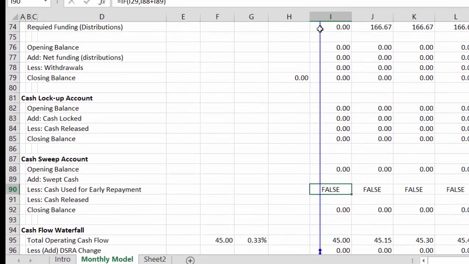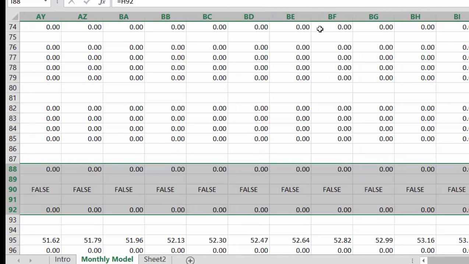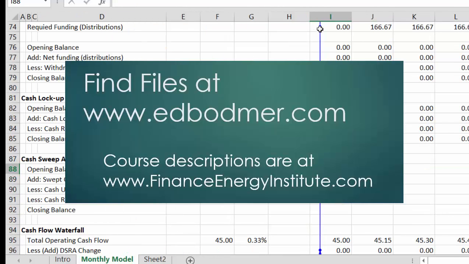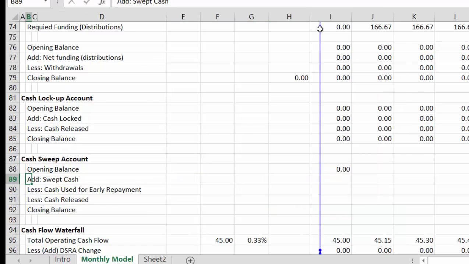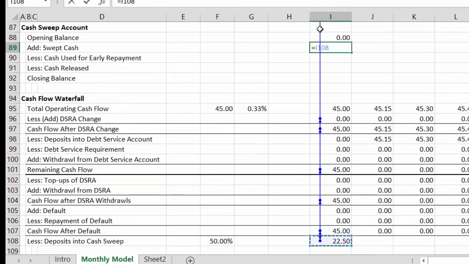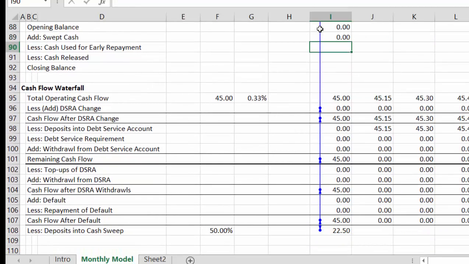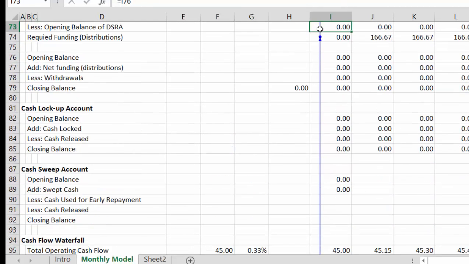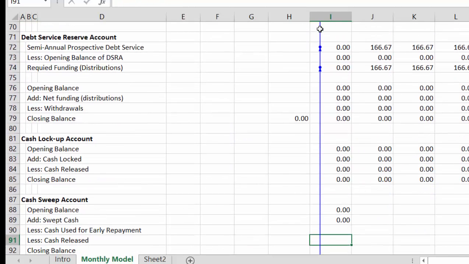This cash sweep, we're not going to actually make a payment on it until we've finished. So let's put the opening balance of the cash sweep equals the closing balance. Now we're just going to add and put in this account how much cash we've swept. As usual, that comes from down here, from the deposits. But this time, we're only going to use this amount, so we can take the sum of these two amounts.